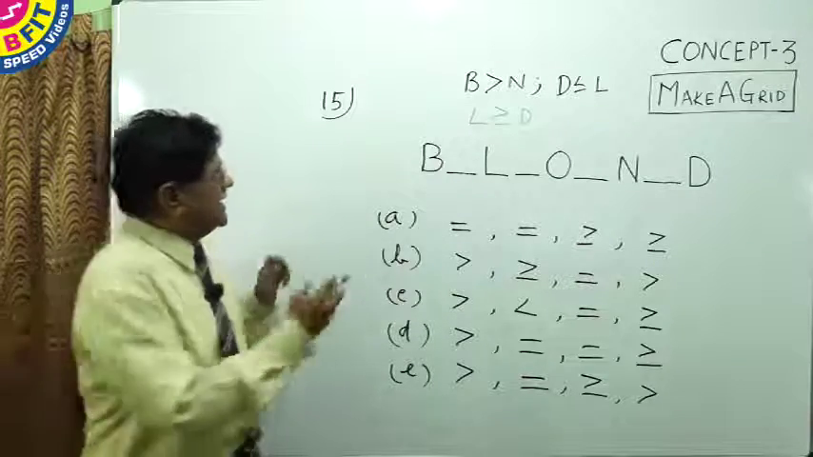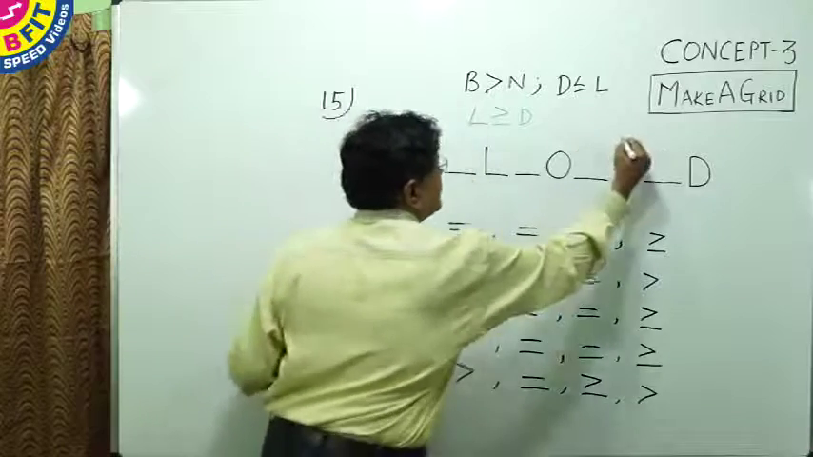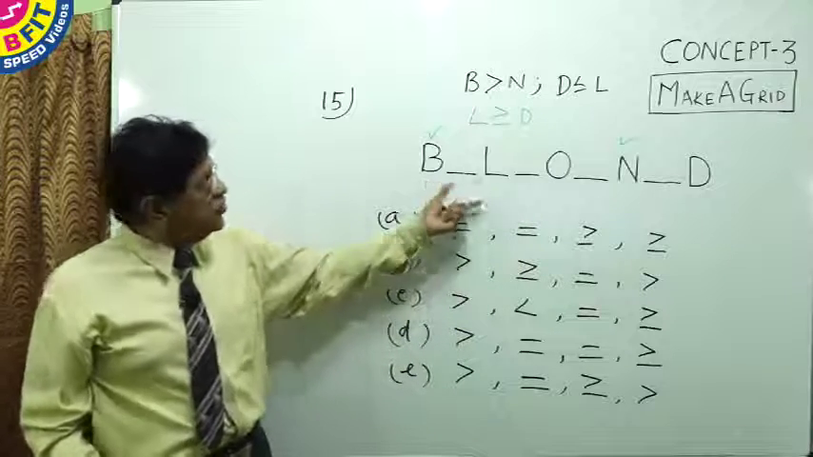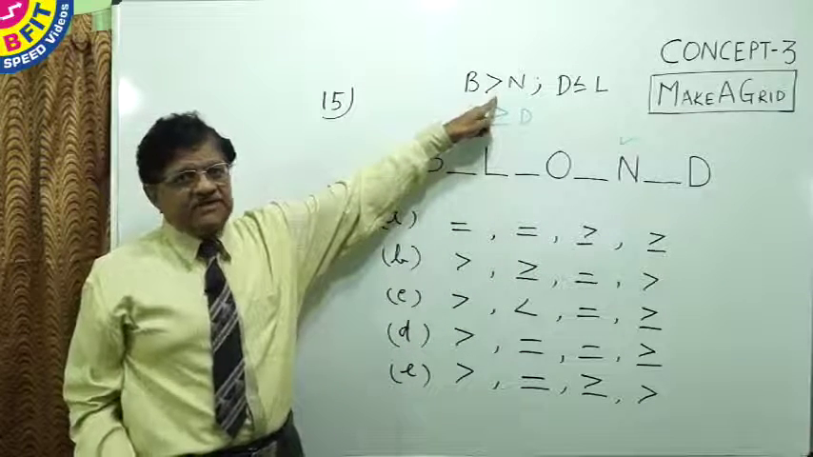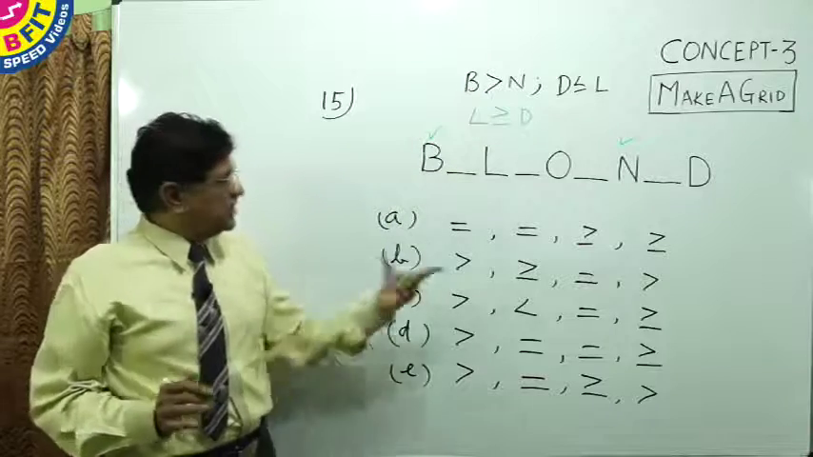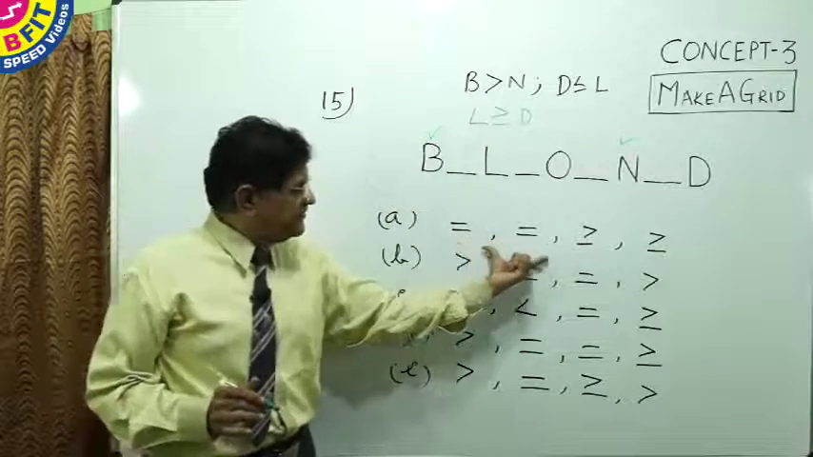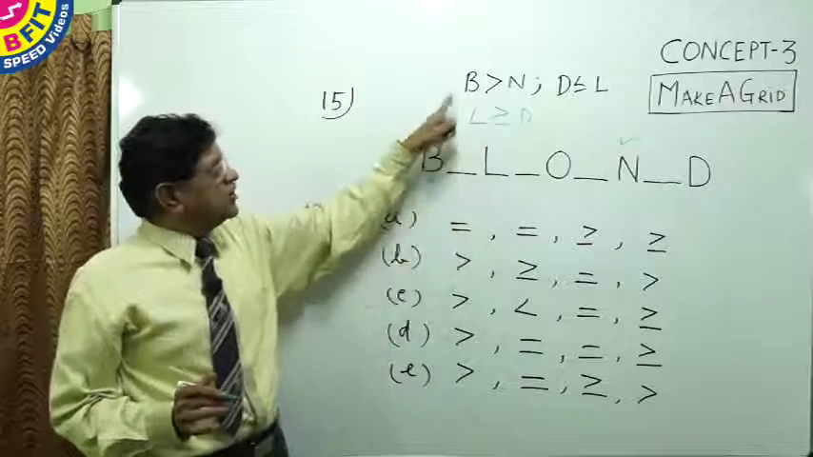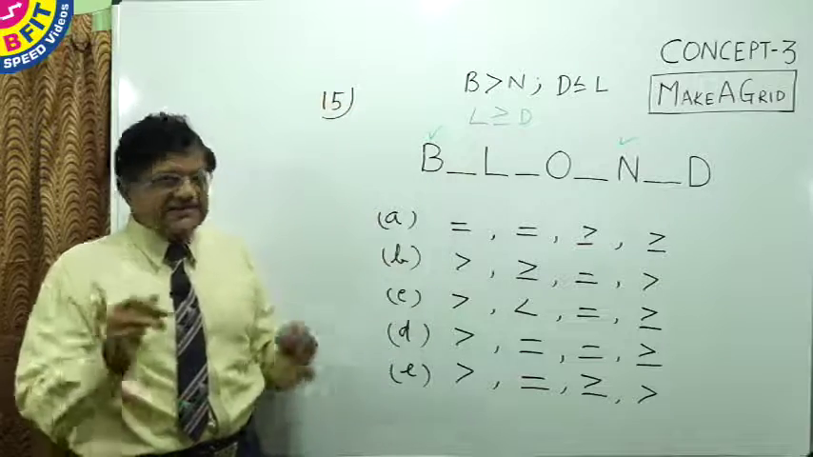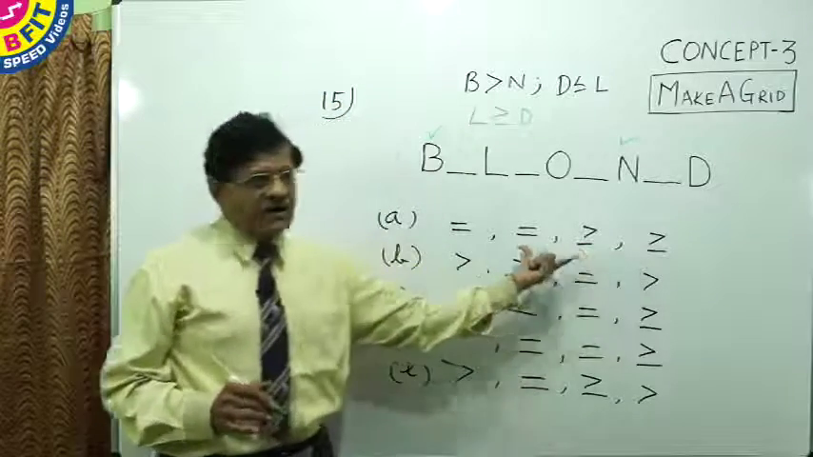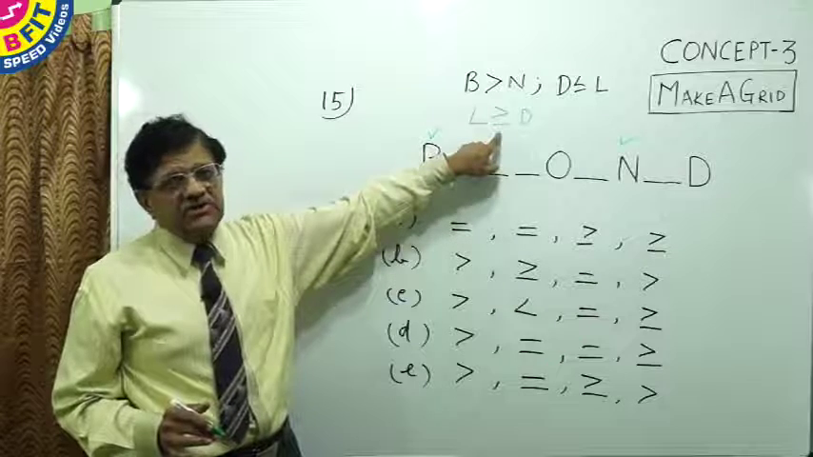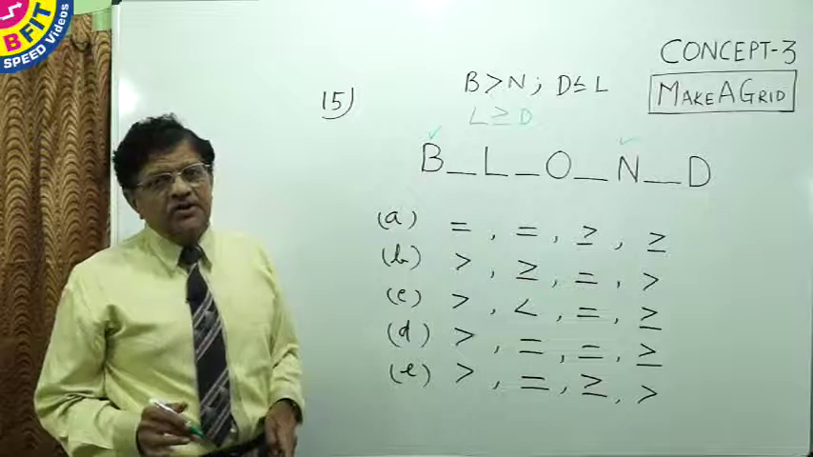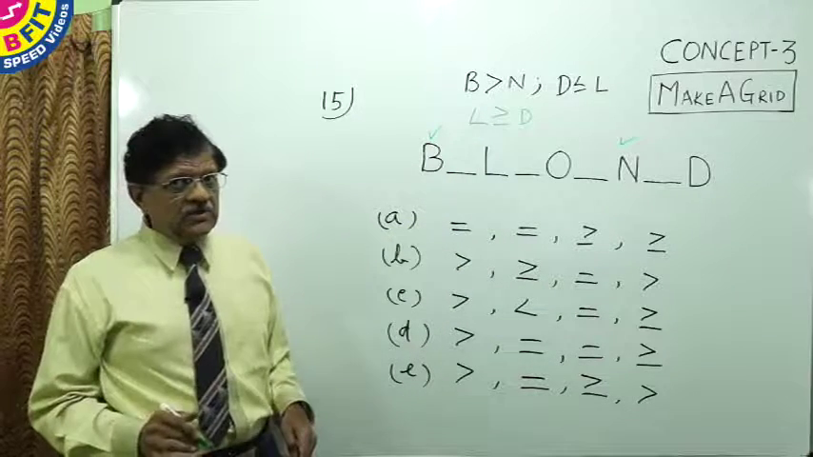Let us look at B and N. B is here, N is here. So in the first three symbols, you should definitely have greater than, otherwise it cannot become true. Then only conclusion one will be true. In the same manner, in the last three symbols, greater than or equal to must come. Then only is it possible for us to have L is greater than or equal to D as a true conclusion.